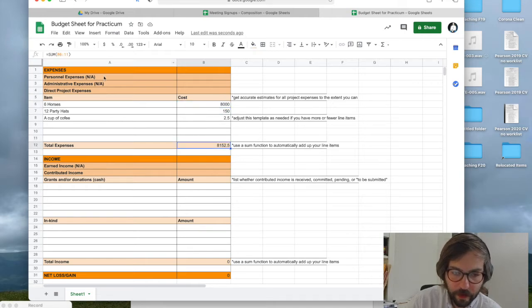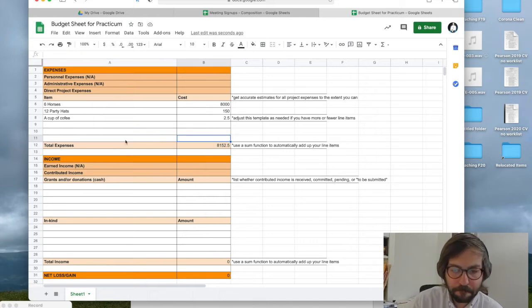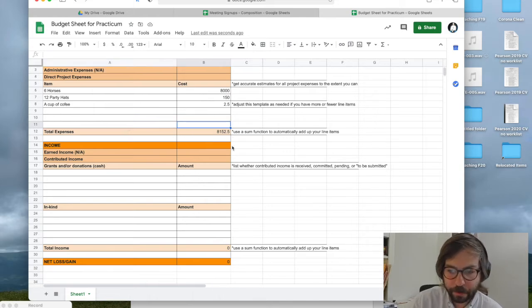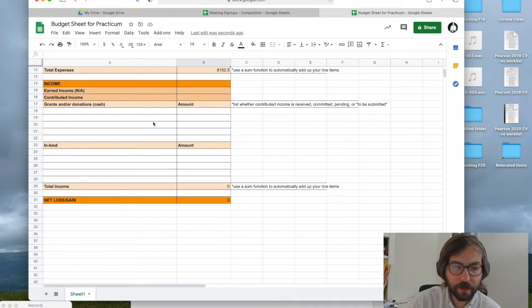And you put that function on that box, and it gives you the sum as you enter it. So now my total expenses are $8,152.50. So that's the expense section. And then income, earned income, not really applicable.